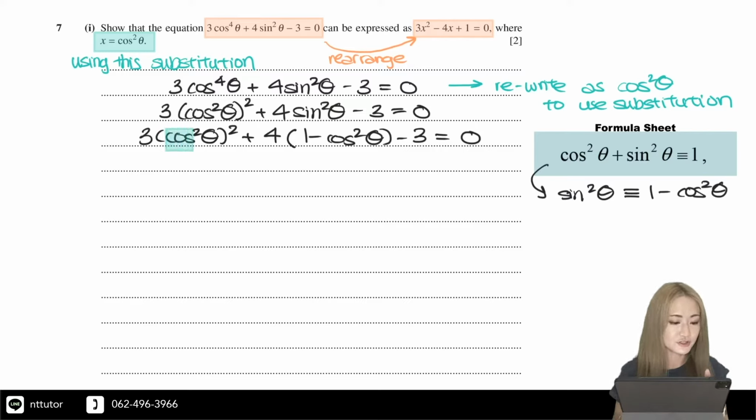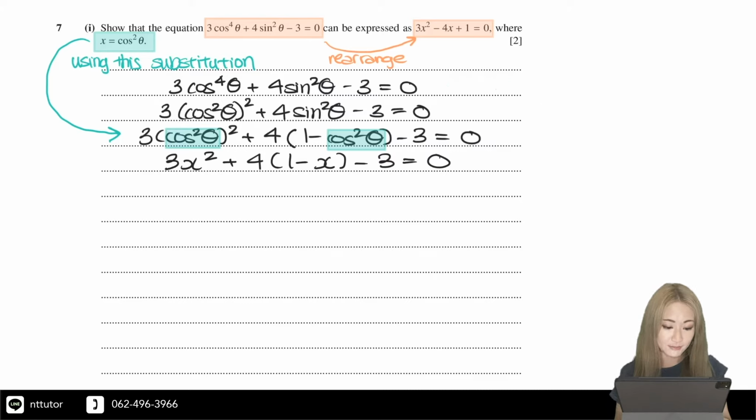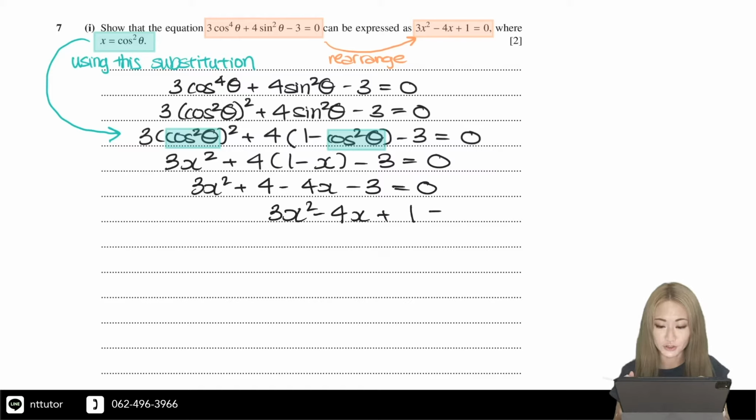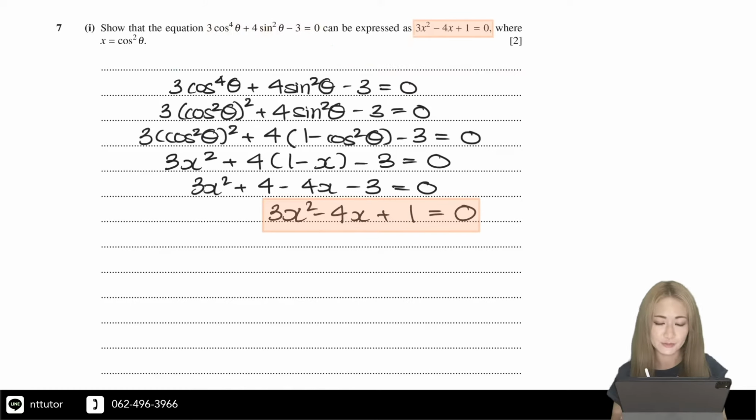So we can use the substitution x equals cos to the power of 2 theta to replace all the cos to the power of 2 thetas in the expression. If we do that, it turns into 3x to the power of 2 plus 4 multiplied by 1 minus x minus 3 equals 0. So if I expand the brackets and simplify it, it gives 3x squared minus 4x plus 1 equals 0, which is exactly the same as the expression given in the question. So that's done.